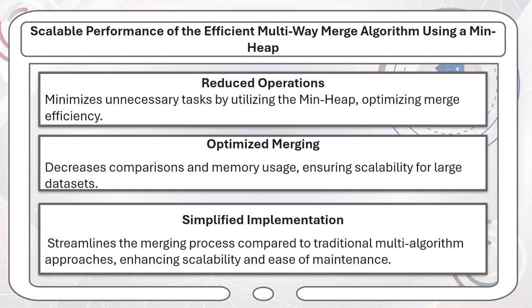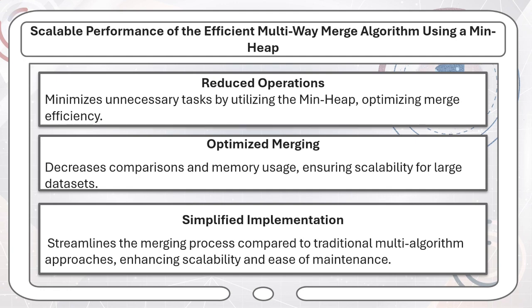Now, let's explore the three key advantages that make this algorithm exceptionally scalable and practical. First, we have the reduced operations. The min heap structure plays a crucial role here. Instead of scanning every input list for the smallest element, the algorithm simply extracts the minimum from the heap in order log k time, where k is the number of input lists. This drastically reduces redundant comparisons and ensures the performance stays efficient even as the number of inputs grows.